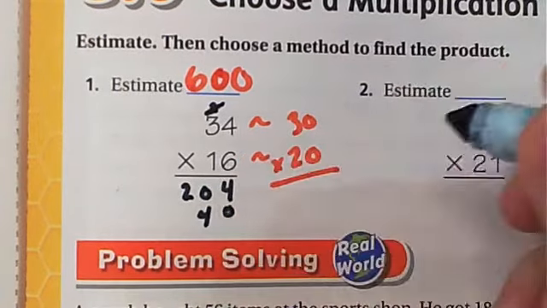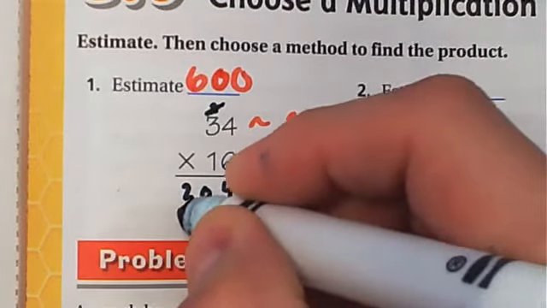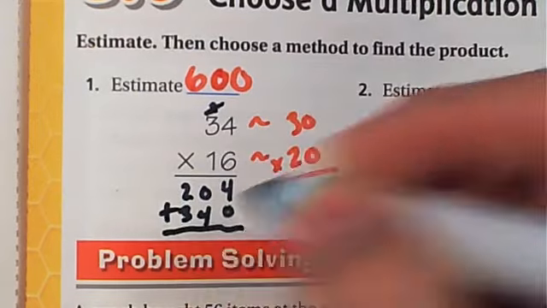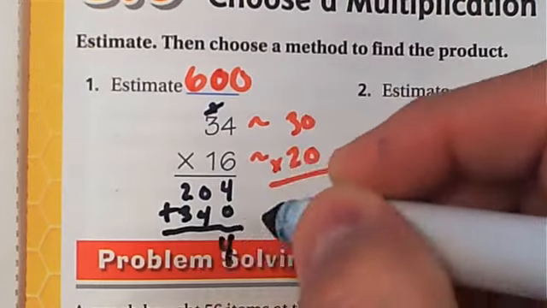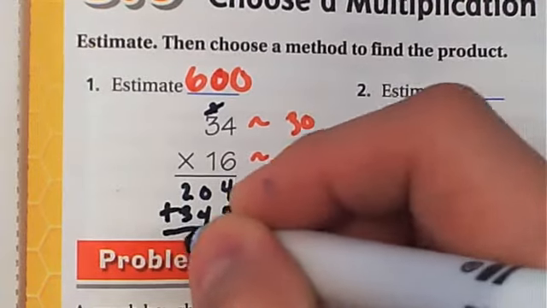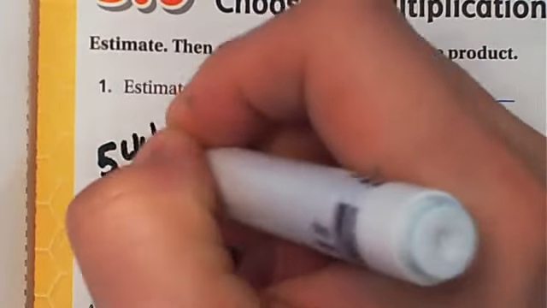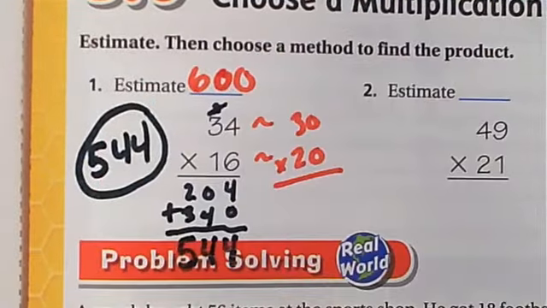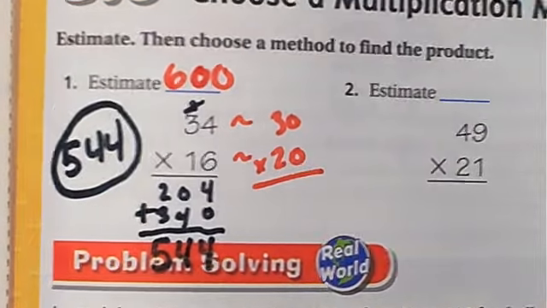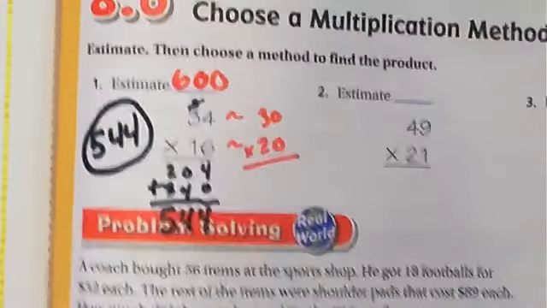Now I am on the other side over here, so 1 times 4 is 4. 1 times 3 is 3, and then I add. And I get 4, 4, and 5. So my real answer was 544. Pretty close to the 600. Okay.